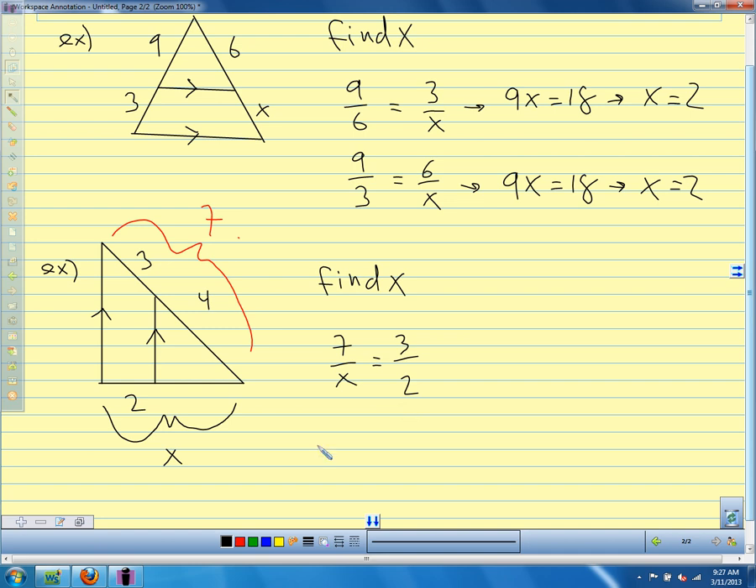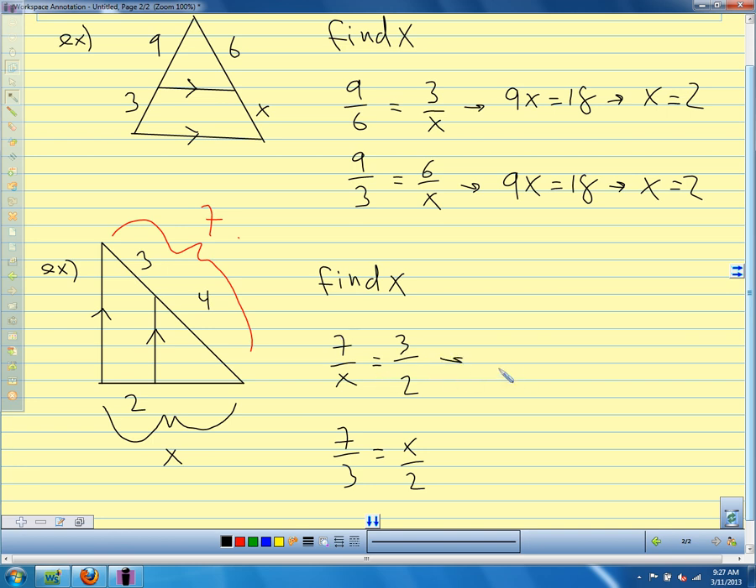Anybody see another one? Another way to do it? Seven over 3 and x over 2. Okay, so we matched the whole side here to this part and the whole side here to this part. So we kind of kept the proportion, the ratios, just with one side. And we should get the same answer. We could do it a couple of other ways, but let's just look at these two.